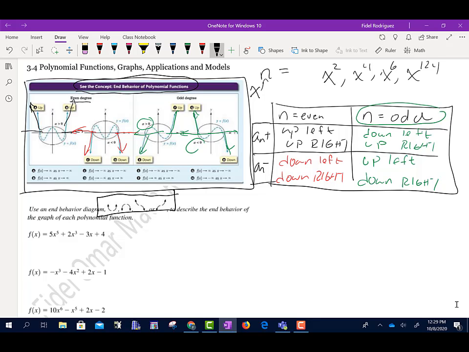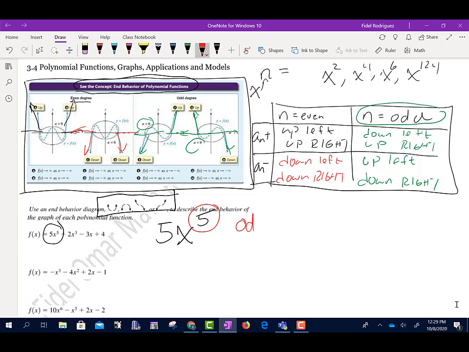The first thing we're going to do is look at the leading coefficient. The leading term is the one that has the highest degree, the highest exponent. It won't always be the first one, but usually it is. But we're looking for the highest power. So the highest power we have, the leading term, is 5x to the fifth. The first thing I want to look at is my exponent.